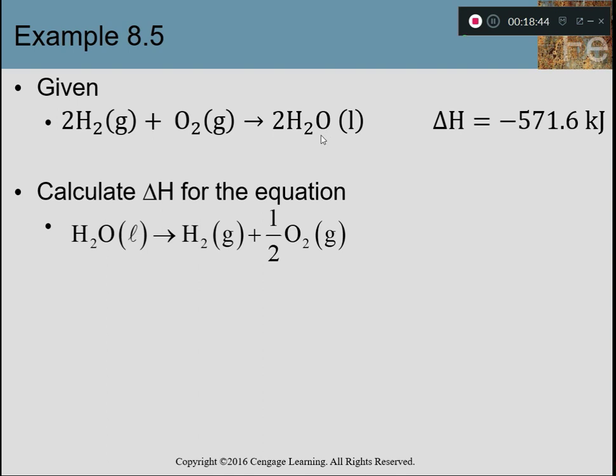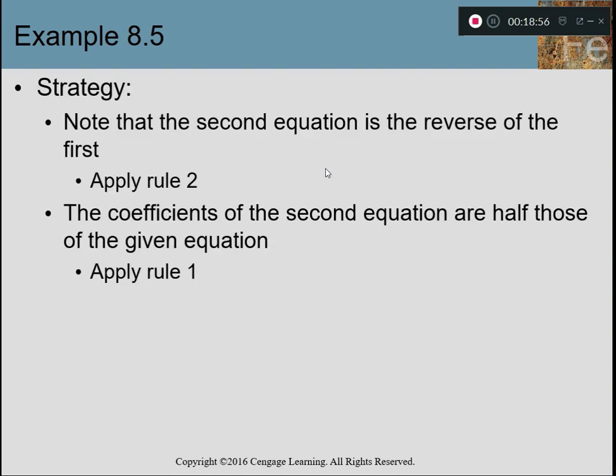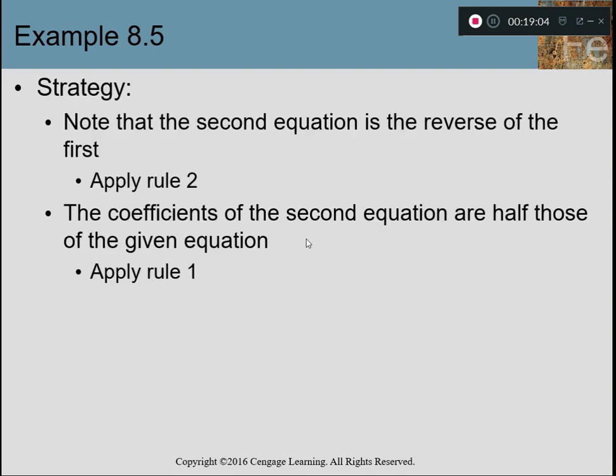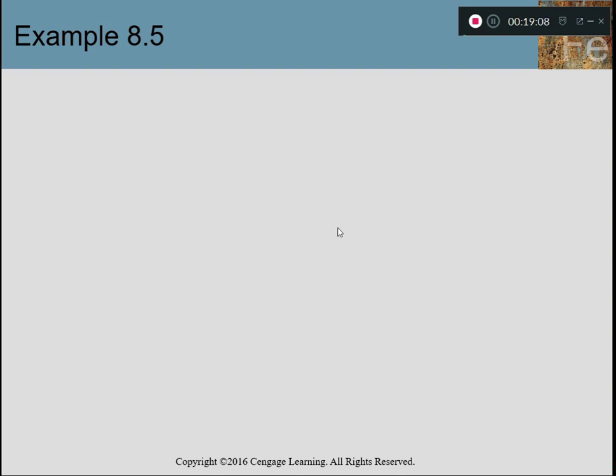So first off, I had to flip the reaction because the water's on the wrong side. And then I've got the wrong coefficient out front. So I've got to divide all my coefficients by 2. So what I'm going to do is take my second law, knowing that I have to reverse the reaction, flip it, right? I have to put the water on the right side. And then I have to change my coefficients by dividing everything by half to give the right equation.